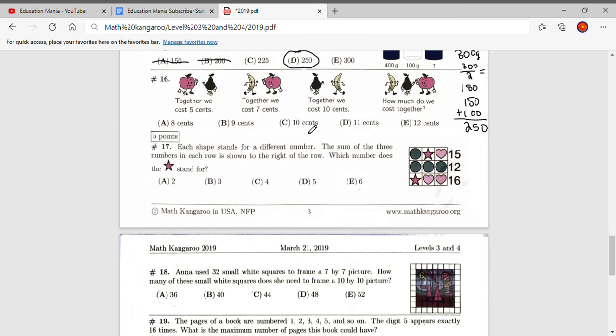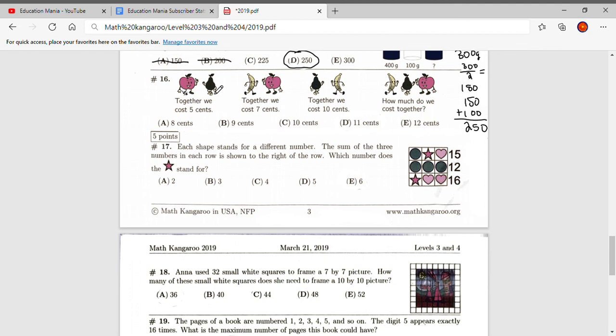Final question for the 4-point problems, number 16. Together, we cost 5 cents, so apple and pear. Together, we cost 7 cents, banana and apple. Together, we cost 10 cents, pear and banana. How much do we cost together? So all three fruits, banana, pear, and apple.